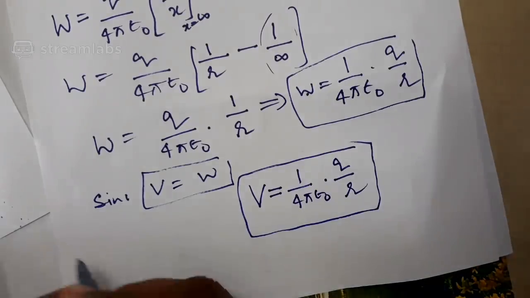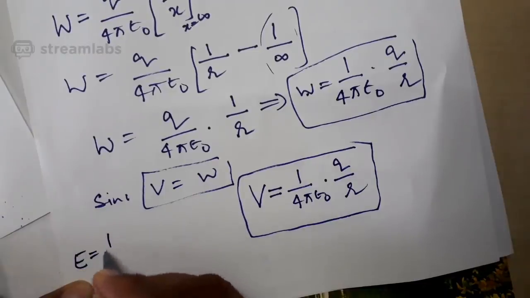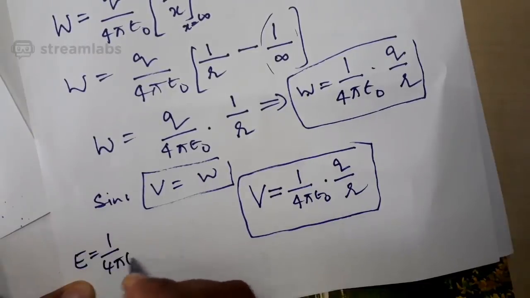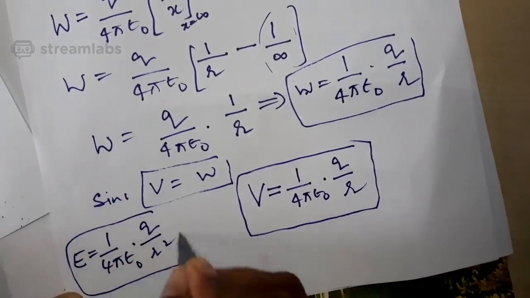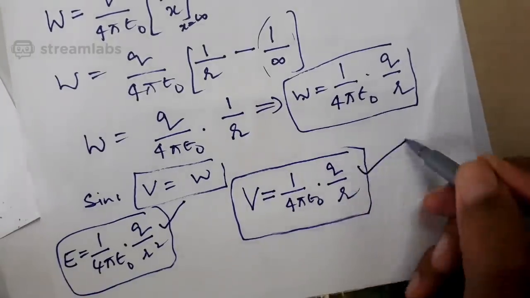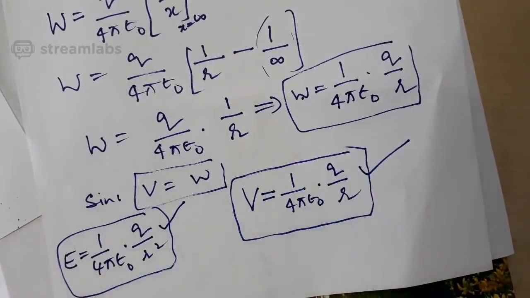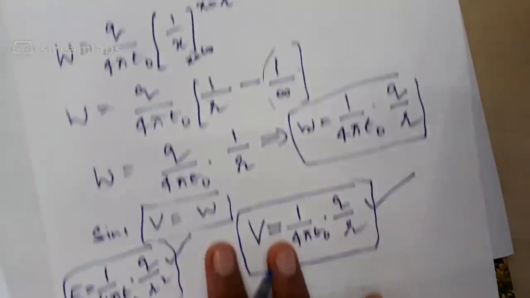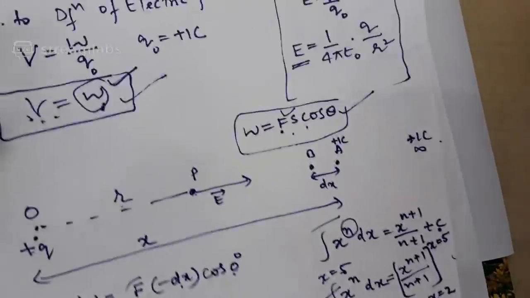What was the expression for electric intensity at a point P due to a point charge? 1 by 4 pi epsilon naught into Q by R square, correct? This was the expression for E at a point P due to a point charge. This is the expression for V at a point P due to a point charge. I think you followed the discussion. You just go through it once, then after that you go through the study material. See, I'll start from this.